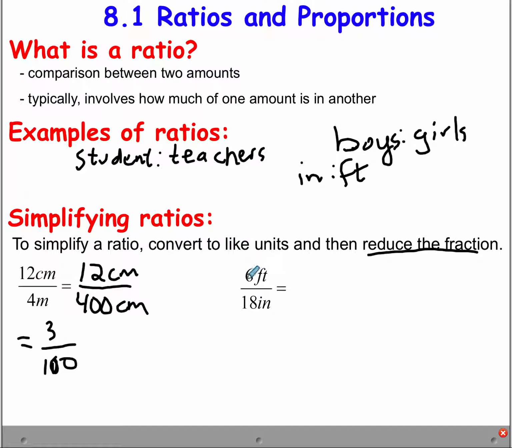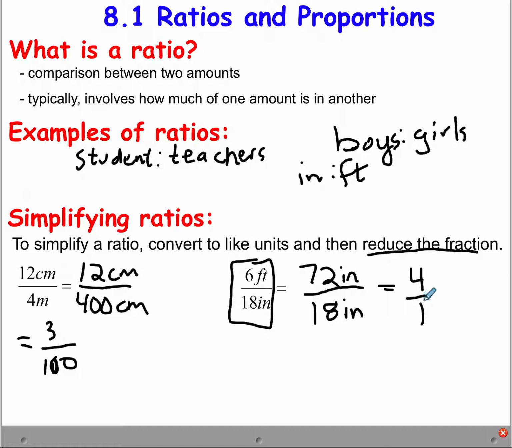How many inches are in 6 feet? Well, if 12 inches are in 1 foot, then 12 times 6 will give me the number of inches in 6 feet. So 12 times 6 is 72 inches over 18 inches. And 18 goes into 72 4 times. So this ratio simplifies to 4 over 1. Now, if this was a fraction, we would just write it as 4, right? But when it's a ratio that we're talking about, we actually want to leave it like this.